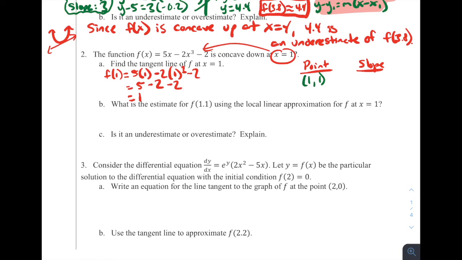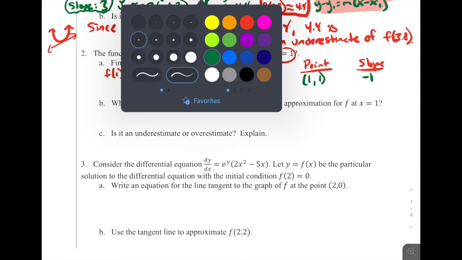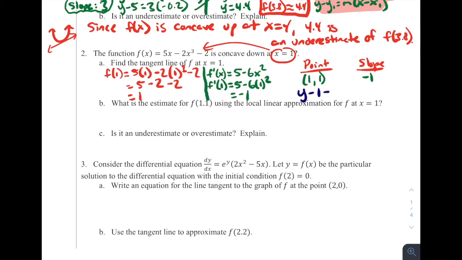The slope they also didn't give us, but luckily for us, we know that the slope of the tangent line is the derivative. So I'm going to find f prime of x, the derivative of f of x, using the power rule. That's going to be 5 minus 6x squared, and the derivative of negative 2 is 0, so that goes away. And I'm going to plug in my 1 to find the derivative at that x value. So this is 5 minus 6 times 1 squared, so 5 minus 6 is going to equal negative 1. So my slope for this is negative 1. Then, using that information, my equation is going to be y minus 1 is equal to negative 1 times x minus 1.